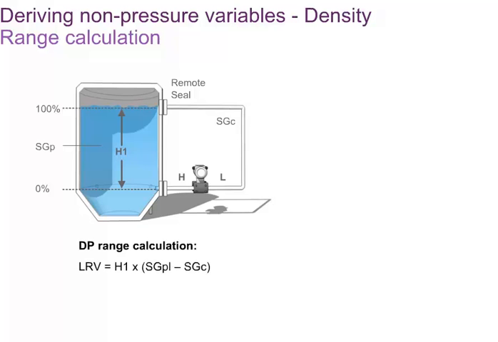Lower range value, LRV, equals height, H1, multiplied by minimal specific gravity of process liquid, SGPL, minus specific gravity of liquid in capillary, SGC. Upper range value equals lower range value plus height H1 multiplied by maximal specific gravity of process liquid, SGPH, minus minimal specific gravity of process liquid, SGPL.